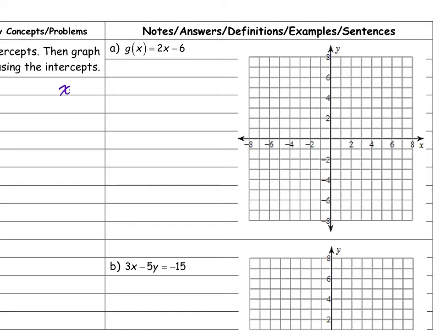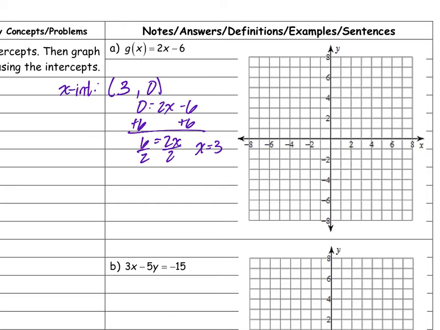So my x-intercept is where y equals 0, some number right here. So I've got 0 equals 2x minus 6. Add 6. 6 equals 2x. Divide by 2. And x is going to be equal to 3. So my x-intercept is (3, 0).